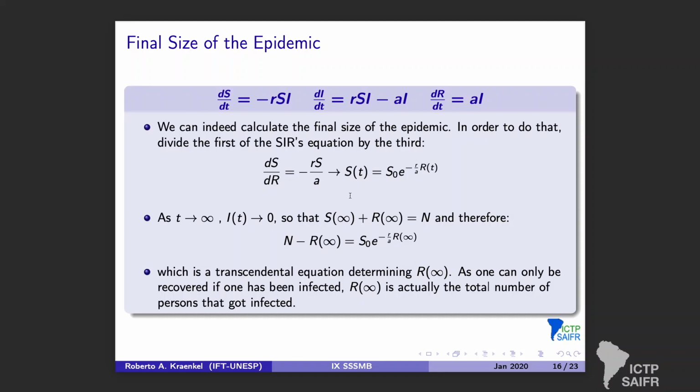So, therefore, at the end of the epidemic, if R recovered is not equal to the total population, there remains a certain fraction of the population which is still susceptible, therefore didn't have the disease. Therefore, the disease does not infect everybody. Okay? So R infinity, which can be calculated for more complex systems, is called the final size of the epidemic.